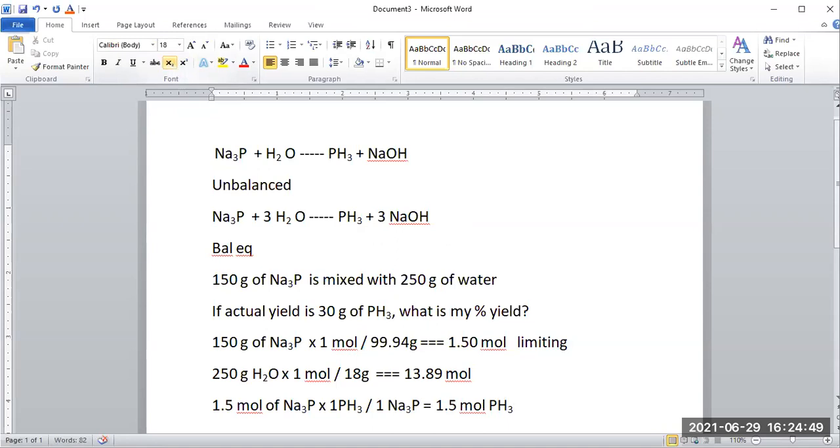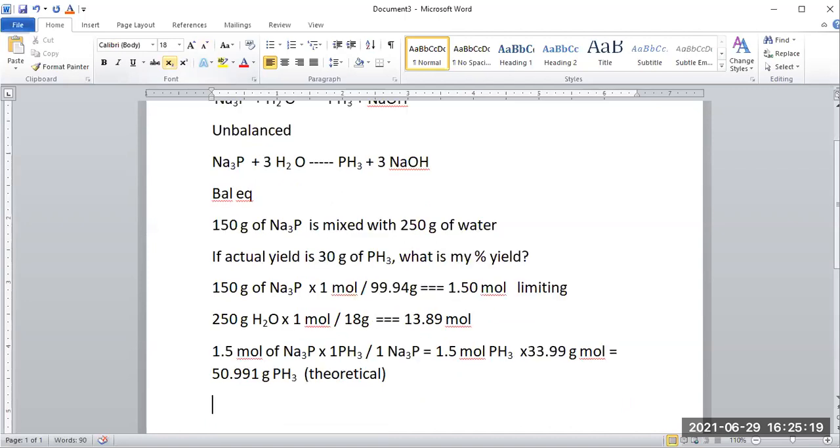And then I need to multiply by its molar mass. So 33.99 grams per mole will give me 50.991 grams of my pH3. Okay, and that is my theoretical yield. Basically, if everything had worked perfect, I would have gotten a kind of large-ish amount, but it says my actual yield was only 30.